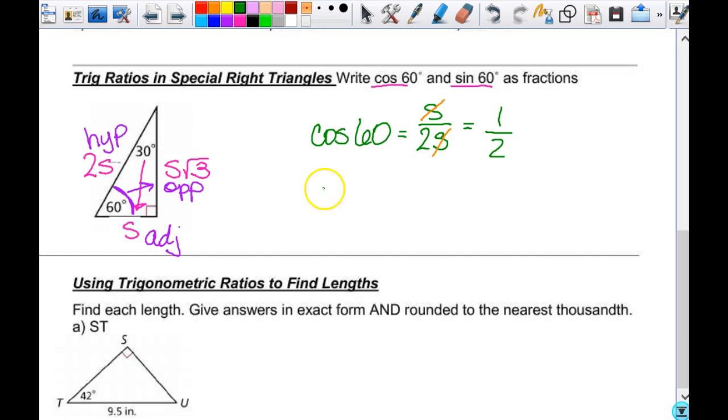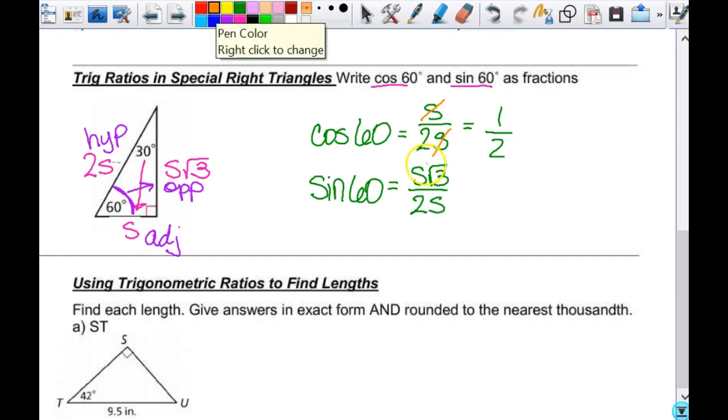But let's look at sine of 60. Now, sine is always what over what? Opposite over hypotenuse, which is S square root of 3 over 2S. Can I cancel anything out here? The S. So that leaves me with square root of 3 over 2. That is not something your calculator is going to give you, right? It's going to give you some nasty decimal when that is the exact form that you would actually need. Okay, so again, you don't have to be able to just memorize these. No sense in that for y'all right now, but it is something that you need to be able to find with exact values, understanding your special right triangles.